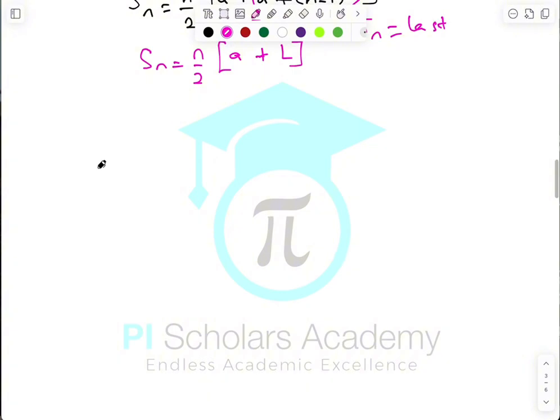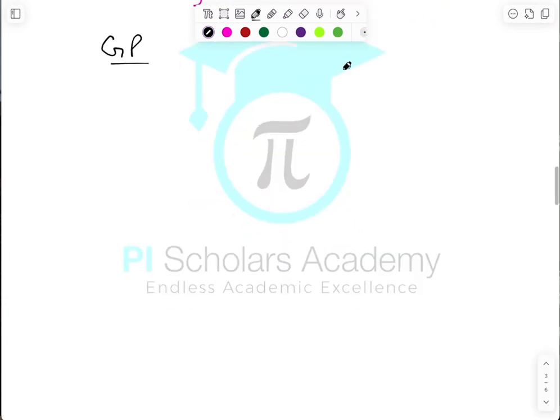Okay, so let's go on. We have geometric progression now. For geometric progression, this one deals with multiplication and division, just like arithmetic deals with addition and subtraction, but we'll focus more on multiplication. So if you have, let's say, a sequence where we start with 1, then we go to 2, then 4, then 8, then 16, and it goes on and on like that.